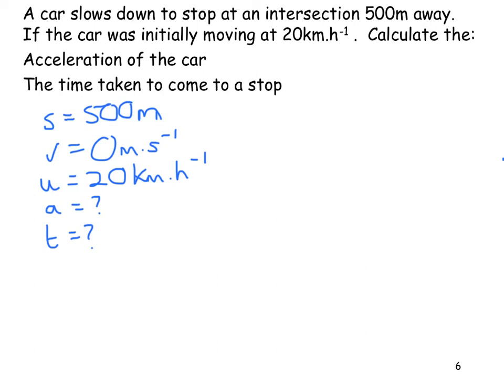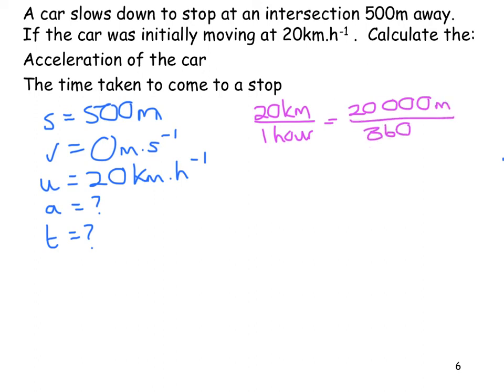So the first thing I'm going to do is change my 20 kilometers per hour. 20 kilometers per 1 hour is equal to 20,000 meters per 3,600 seconds. So that comes out to be equal to 5,56 meters per second. Now let's substitute in.